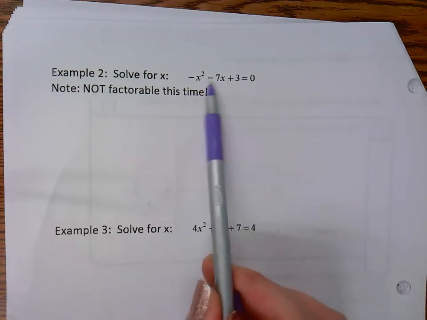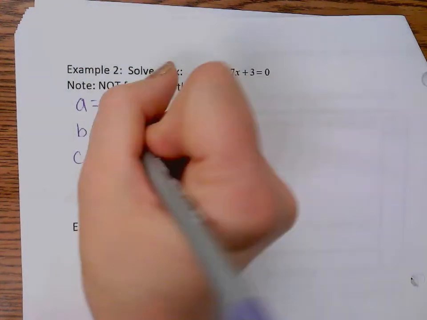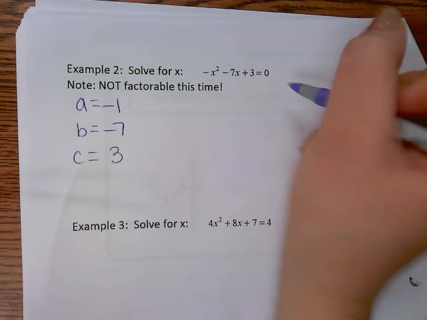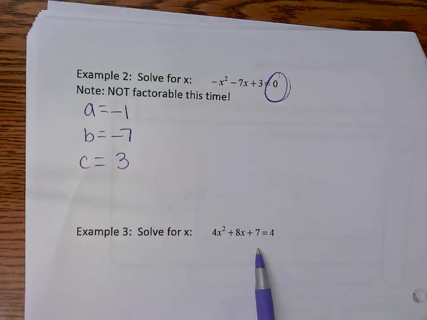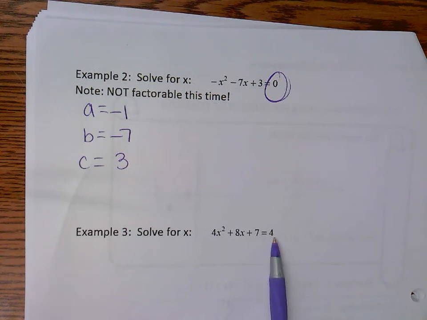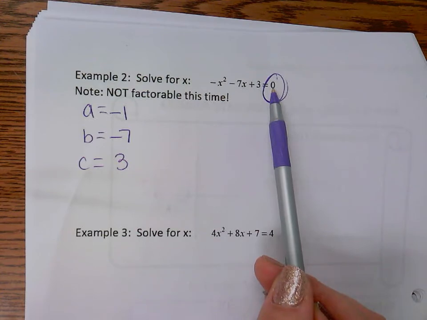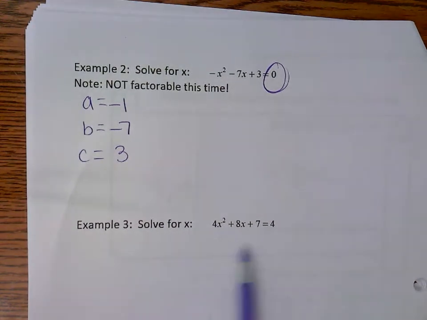All right, so I'm going to actually figure out what A, B, and C are and go to town on the quadratic formula. So A is negative 1 this time, B is negative 7, and C is positive 3, and you want to make sure you're equal to 0 before you start. So look down quickly at example 3. Do you see how this is equal to 4? We're going to have to rectify that before we start solving this problem. It has to be equal to 0 to solve a quadratic with the quadratic formula. All right, I'm going to do this one with you, and then maybe you can try example 3, and we'll just set this equal to 0 first.